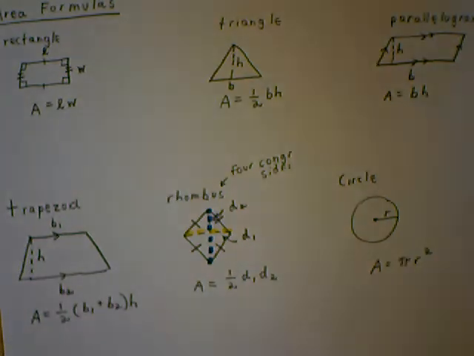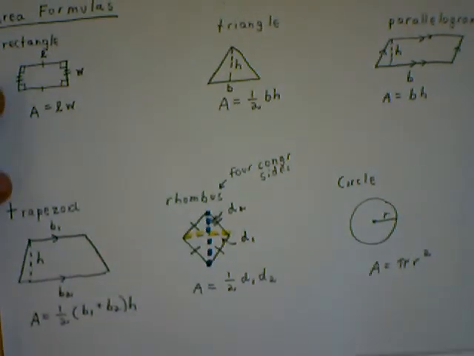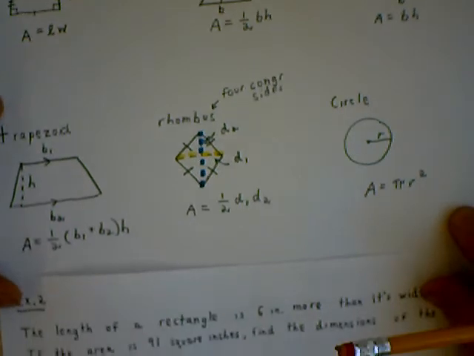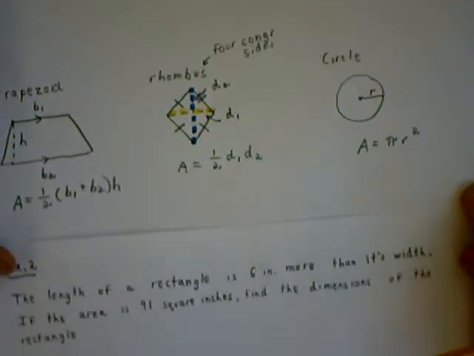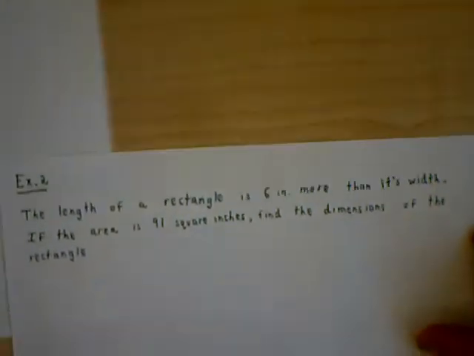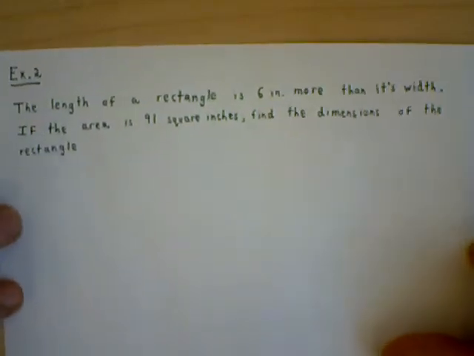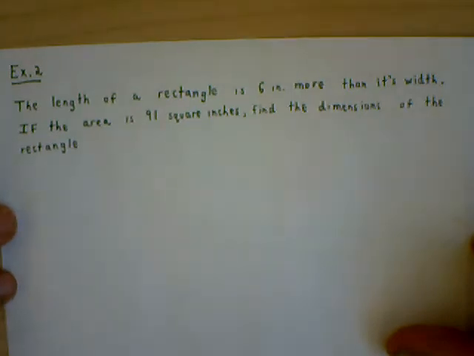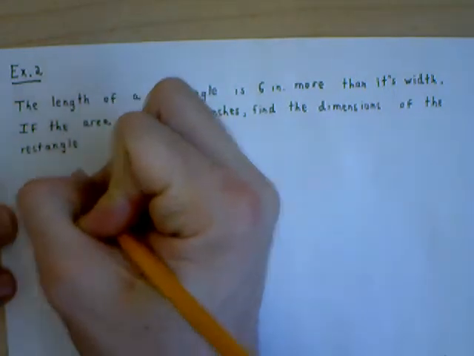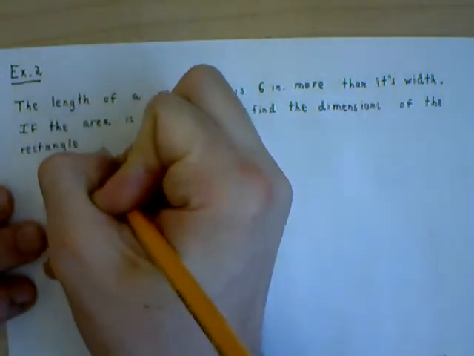Now, let's go ahead and do an application problem with area, and talk about the formulas. What I want to highlight is each application problem will be a little bit different, so you're going to have to use a different figure for each application. The first one: the length of a rectangle is 6 more than its width. The area is 91 square inches. Find the dimensions of the rectangle. Now, this is a geometry problem, so the first thing you should do is draw the figure.